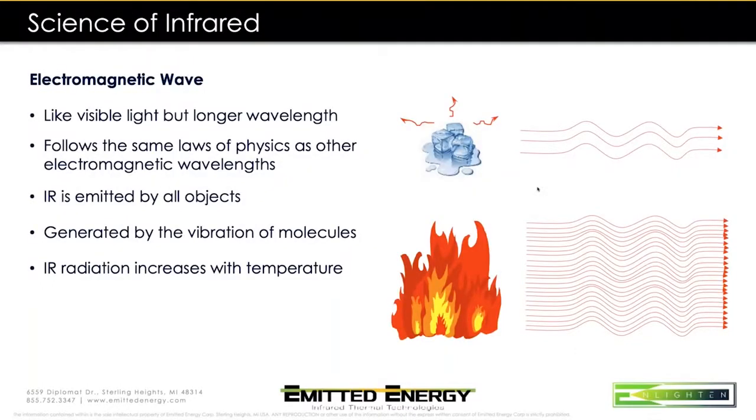But what is this electromagnetic wavelength that we're talking about? It's a longer wavelength than white light, and it follows a lot of the same physics as the other spectrums of light. IR is emitted by all objects, as you guys are aware, and it is generated by the vibration of molecules. The faster that molecule vibrates, the more energy and heat it produces. So yes, we can see cold objects with thermal cameras, but they produce less energy than something much warmer that we can receive.